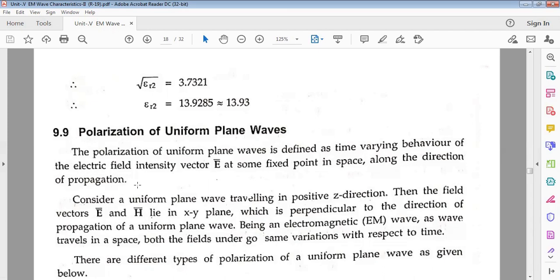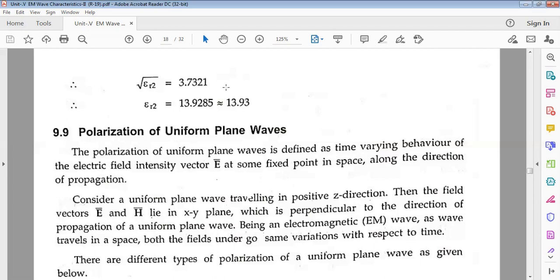The direction of propagation is always in the Z direction, and the E bar is in the X and the H bar is in the Y. So consider a uniform plane wave traveling in the positive Z direction. Then the field vectors E bar and H bar lie in the X-Y plane. E is in the X and H is in the Y plane, which is perpendicular to the direction of propagation of the uniform plane wave.